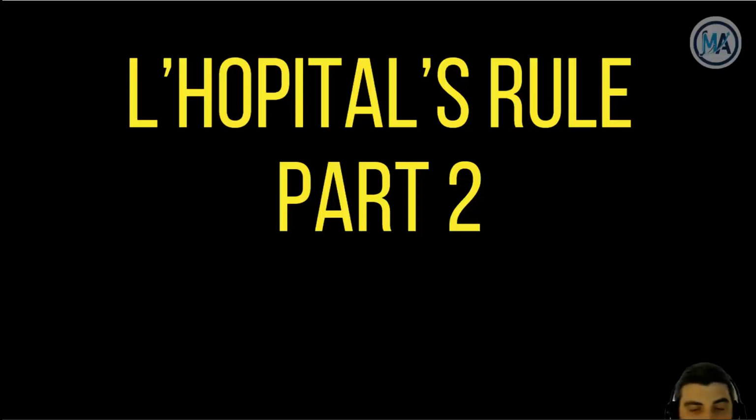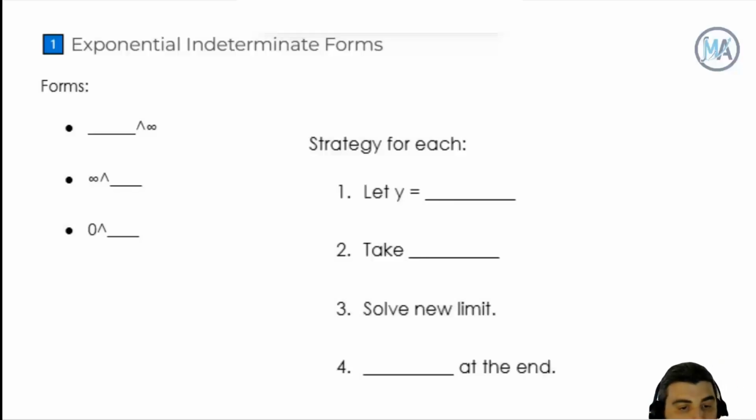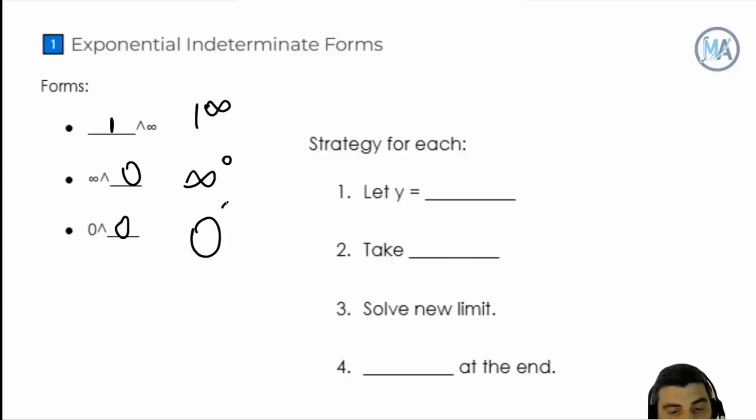All right, guys, we're finishing our two-part series on L'Hopital's rule, and in this video, we're going to look at some of the trickier indeterminate forms, the exponential ones, as well as infinity minus infinity. So here are the three forms we're going to look at. The first one is 1 to the power of infinity. You see it like this. Infinity to the power of 0, so like this. And 0 to the 0 power, you might see it like this.